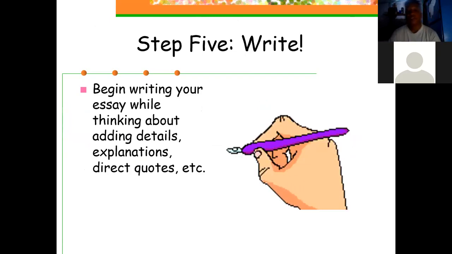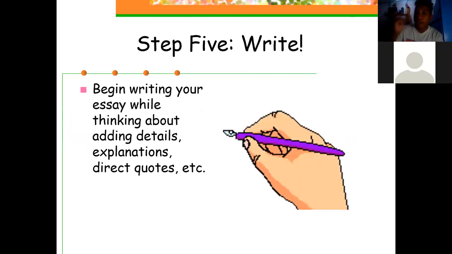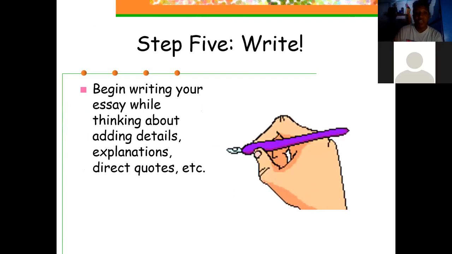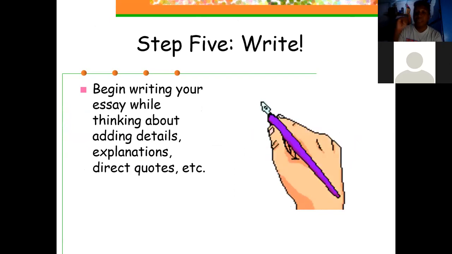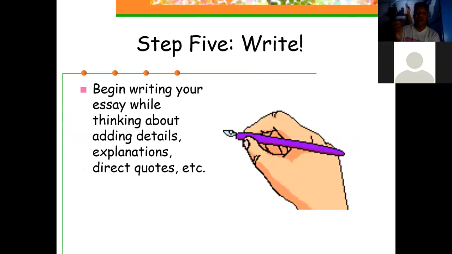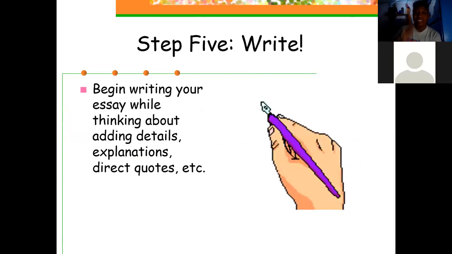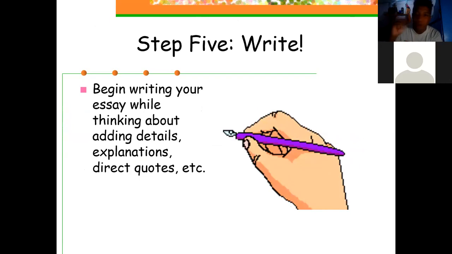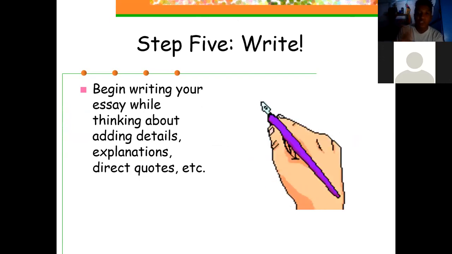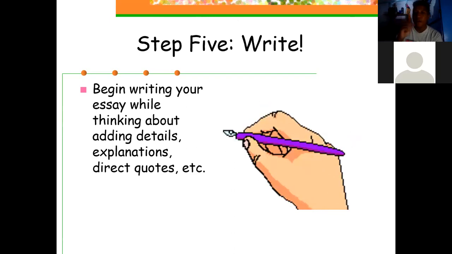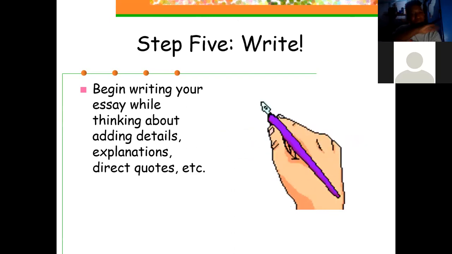Step five is write. You can use an outline in writing your essay while thinking about including the details, the explanations, the quotes, etc. Hold your ideas. You can write on your paper your ideas, details, explanations, and investigation about anything.